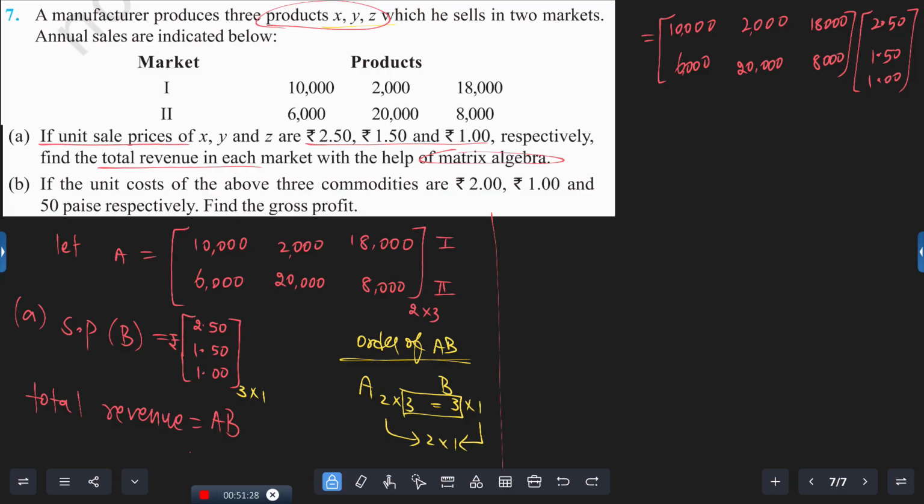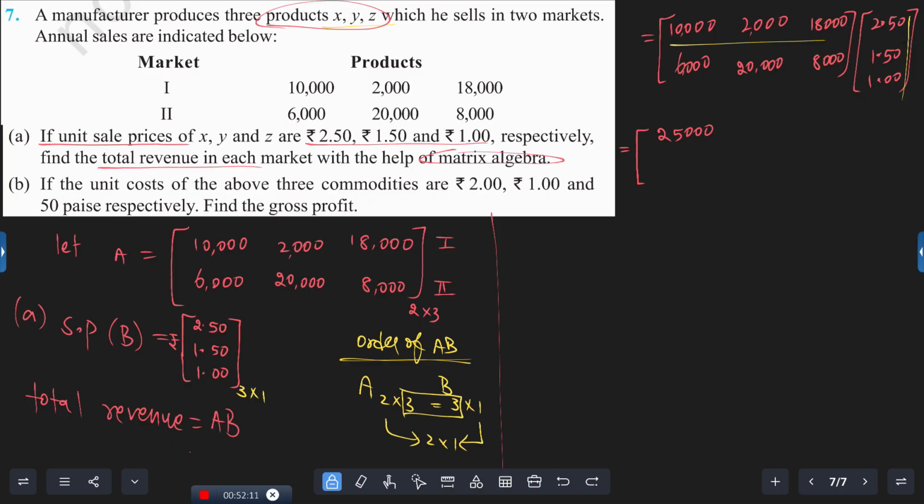Now row with the column. Very simple, take the row, product with the column. There are 2 rows, but we have only 1 column. Be careful when you take the product. Children, listen carefully. 10,000 into 2.5. 1 into 2.5 is 2.5, but later the 40 you have to give. When you multiply by 40, the point 1 will be cancelled. So what I am getting? 25,000. Same manner, second element to second element.